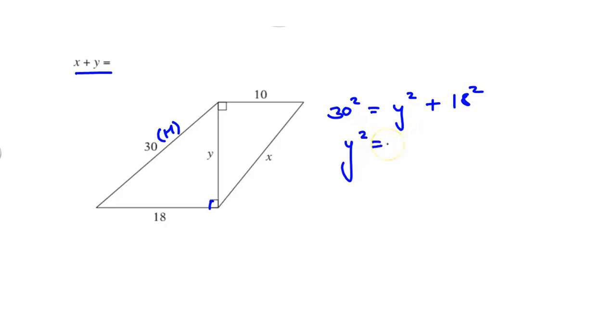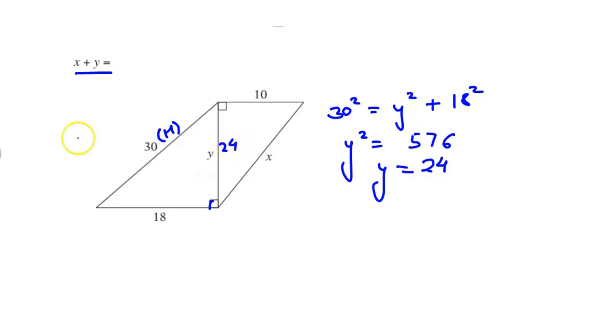Y square will be 30 square, that is 900, minus 18 square, that is 324. That will be equal to 576. So y will come as under root 576, that is 24. So we have the value of y as 24.